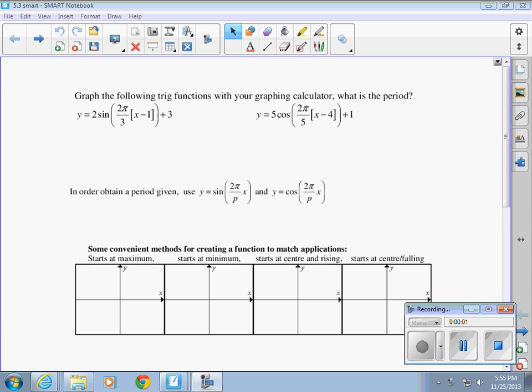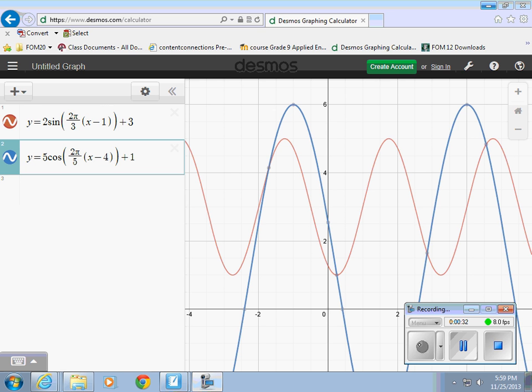Right, the last section here in chapter 5 is equations and graphs of trig functions. So this is kind of putting it all together and doing some word problems or problem solving with it. So on your graphing calculators, I want you to punch in the following trig functions and then tell me what the period is. So pull out your calculators and put that in there, and then we'll come back to it.